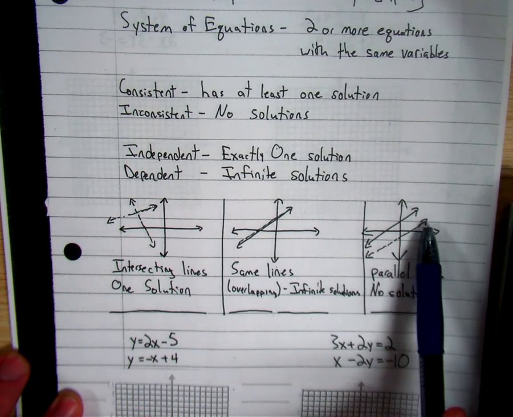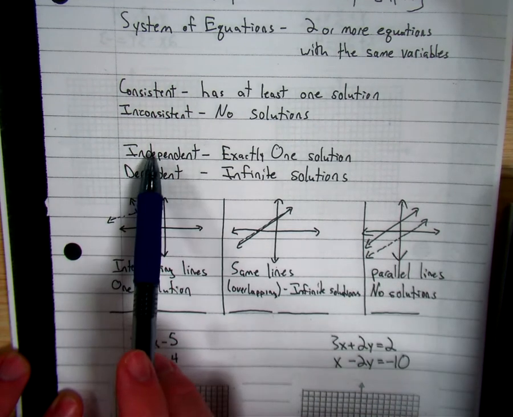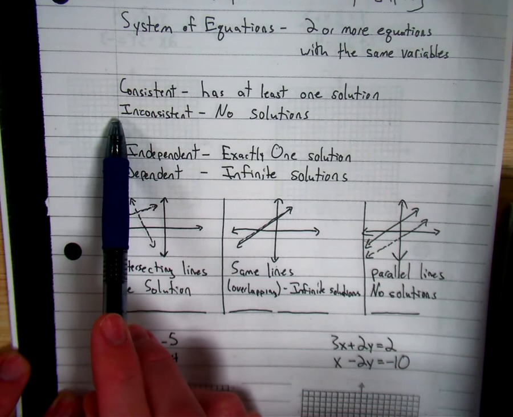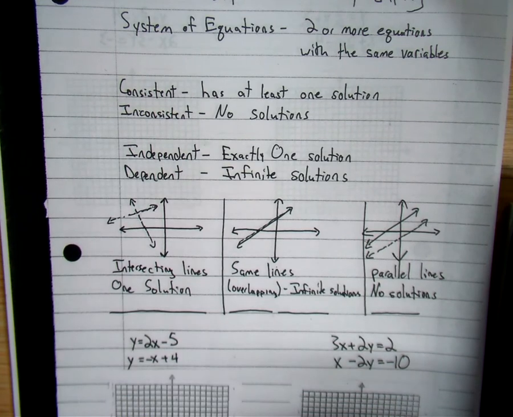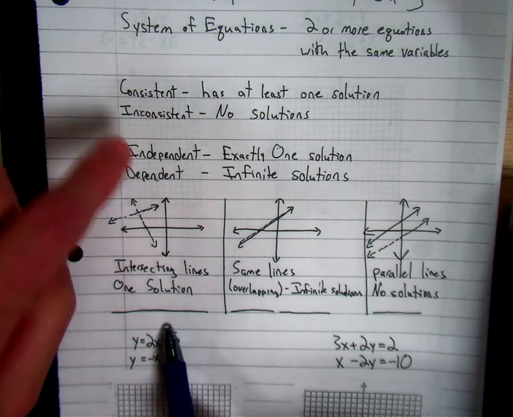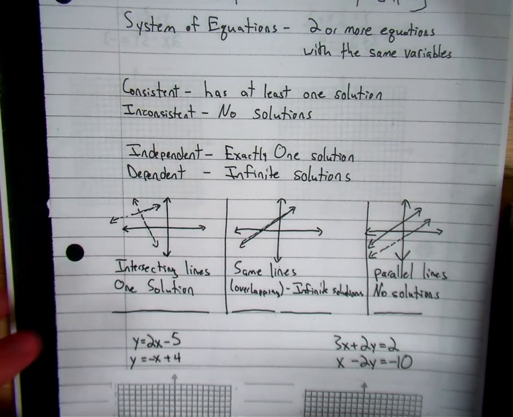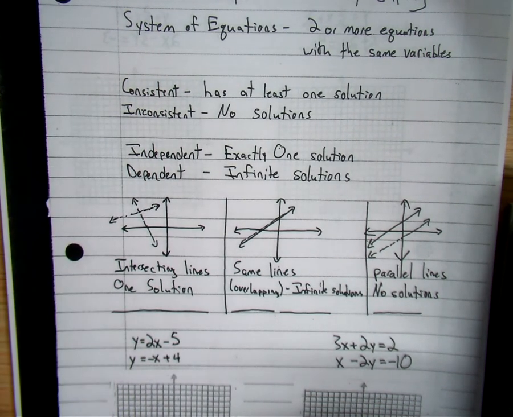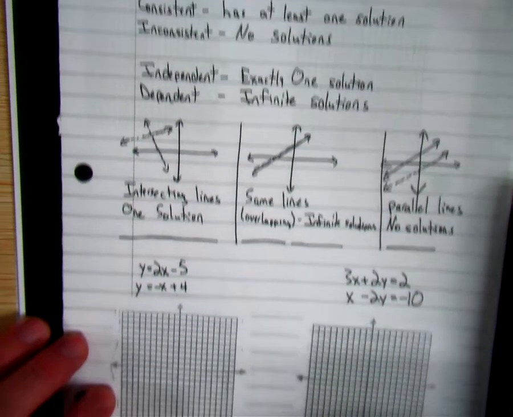Parallel lines, never touch, never cross. So that would have no solution, so inconsistent. So you can be consistent and independent, consistent and dependent, or inconsistent. Alright, let's take a look here at what some problems would look like.